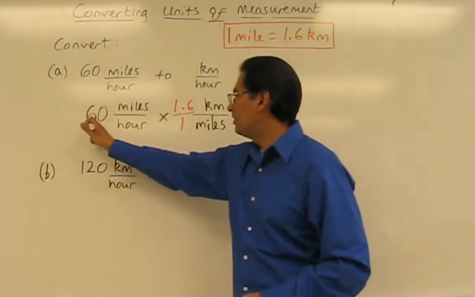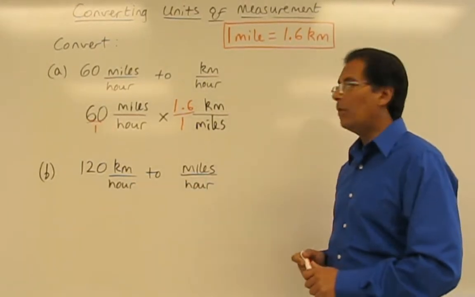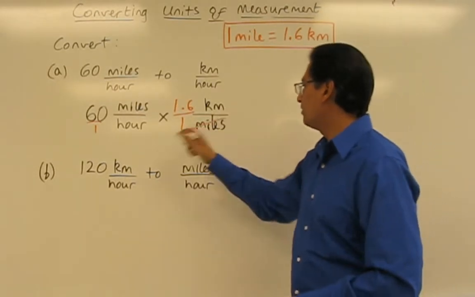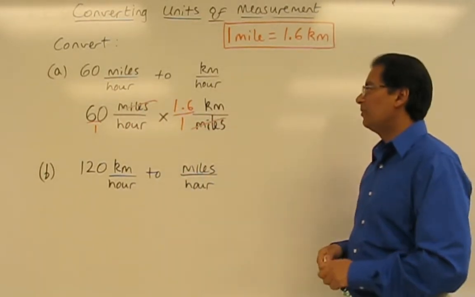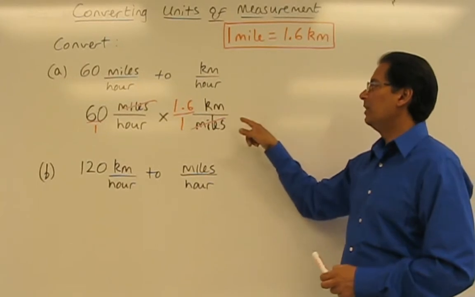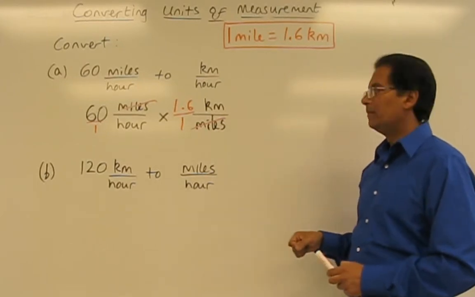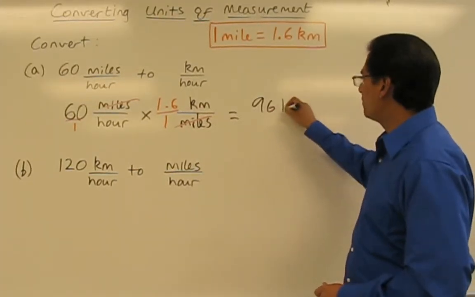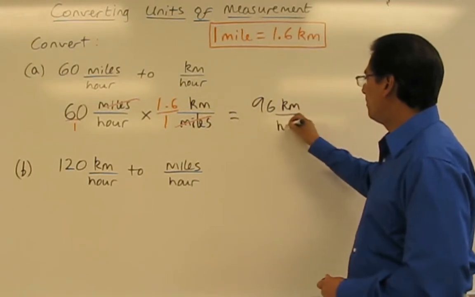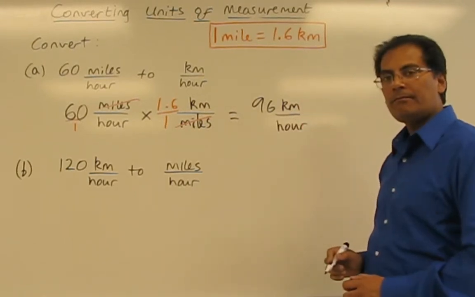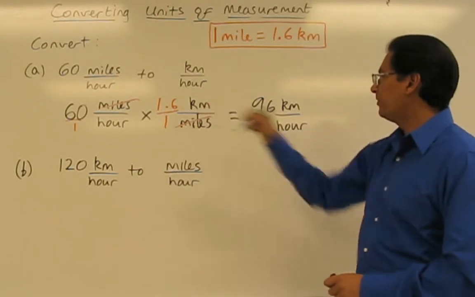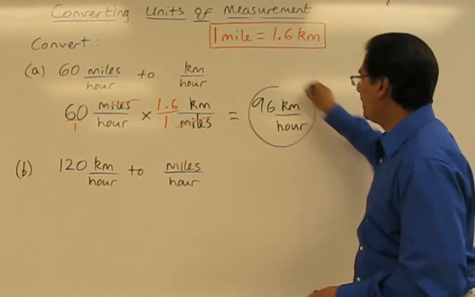So in other words, this is 60 over 1. You think of it as 60 over 1. The miles will cancel, and what we're left with is 60 times 1.6 km per hour. And so that gives you 96 kilometers per hour. Now, so 60 miles an hour is 96 kilometers per hour.